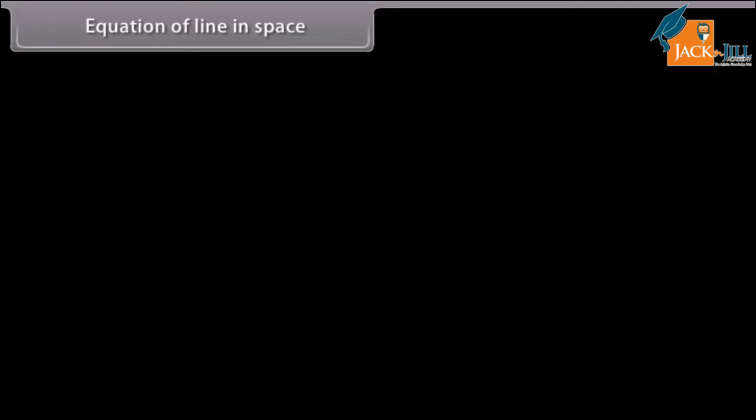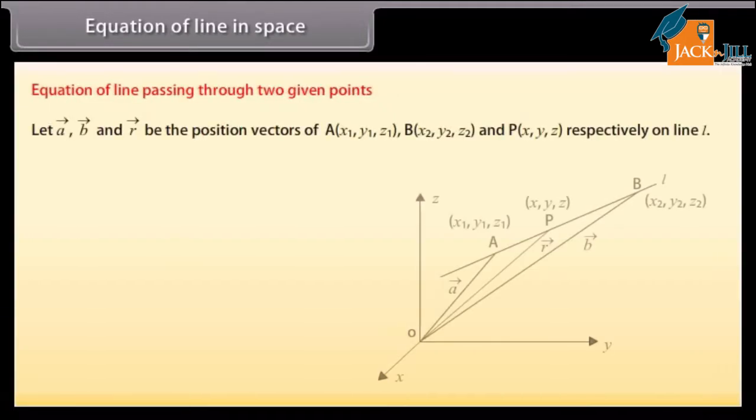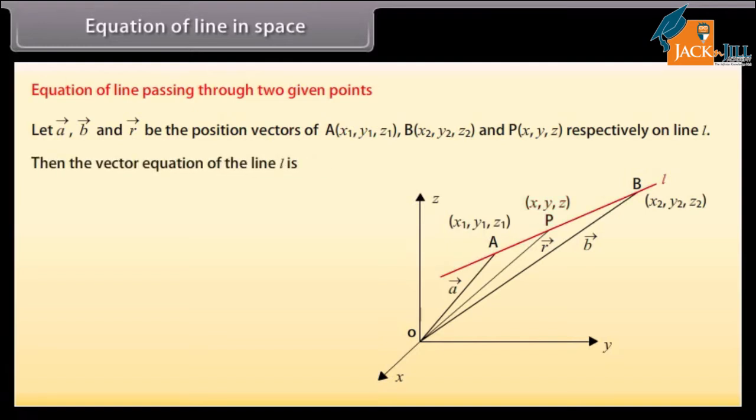Equation of line in space. Equation of line passing through two given points. Let vectors a, b and r be the position vectors of A(x1, y1, z1), B(x2, y2, z2) and P(x, y, z) respectively on line L. Then the vector equation of the line L is vector r equals vector a plus lambda times (vector b minus vector a), where lambda belongs to real numbers.